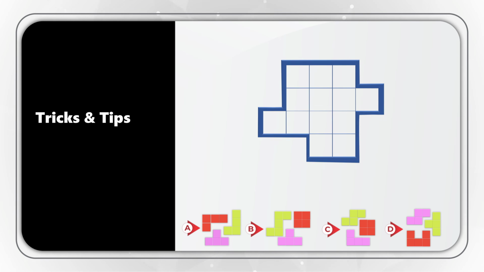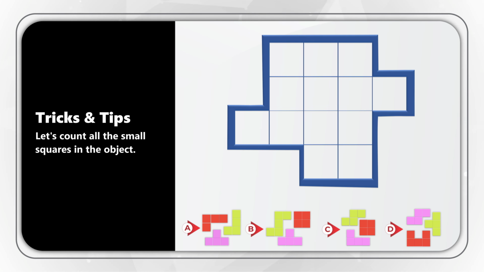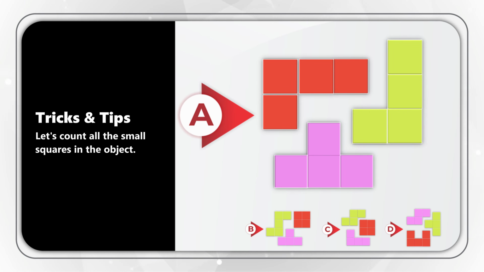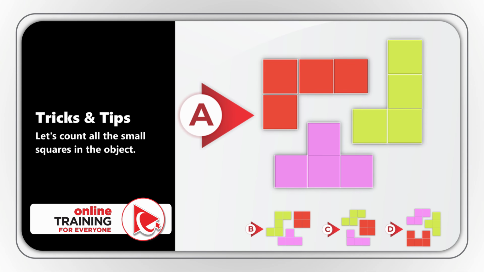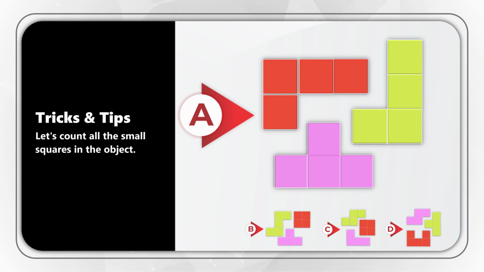Let me show you one little trick here, how you can eliminate some of the answers. Let's look closely at the target object. If we count all the small squares, we get 13 squares. Let's do that. 1, 2, 3, 4, 5, 6, 7, 8, 9, 10, 11, 12, 13 squares. But let's look at choice A. Choice A has only 12 small squares, which would mean that choice A doesn't fit perfectly. Let's count them. 1, 2, 3, 4, 5, 6, 7, 8, 9, 10, 11, 12. You see how easy it is to eliminate choice A by just counting small squares?